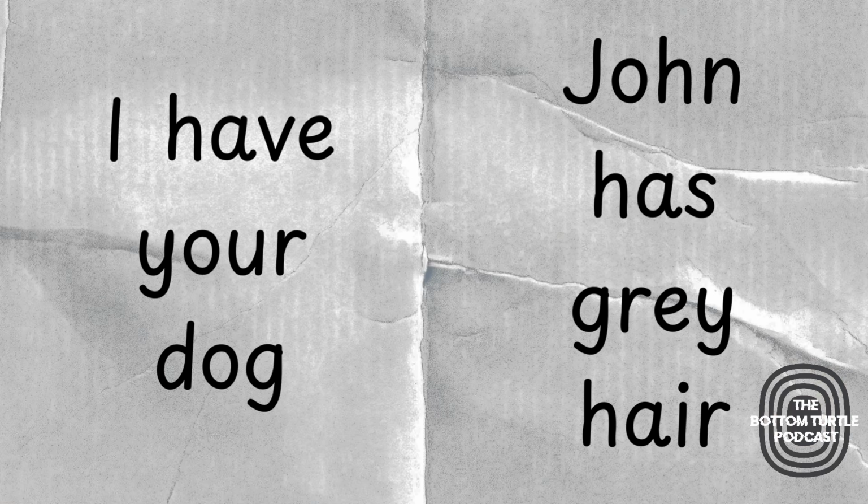What did we do when we did the partial trace? The first example, the separable one, is equivalent to a piece of paper folded in half. On one half I have the phrase "I have your dog," and on the other half, "John has gray hair." These two messages have absolutely nothing to do with each other. They're completely separable.